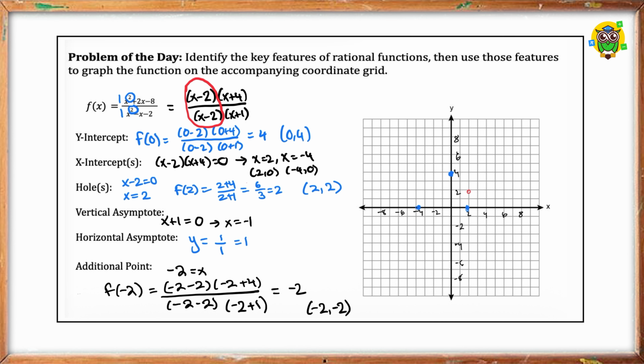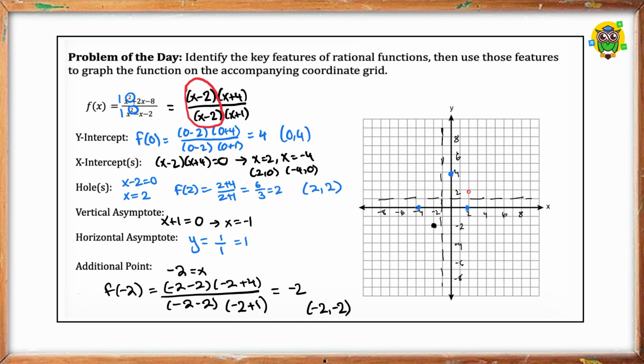We can draw our vertical asymptote at x equals negative 1. We're going to create a dashed line right over here. And we also have a horizontal asymptote at y equals 1. So this will be another dashed line. We also have an additional point at negative 2, comma negative 2. And that is right over here.